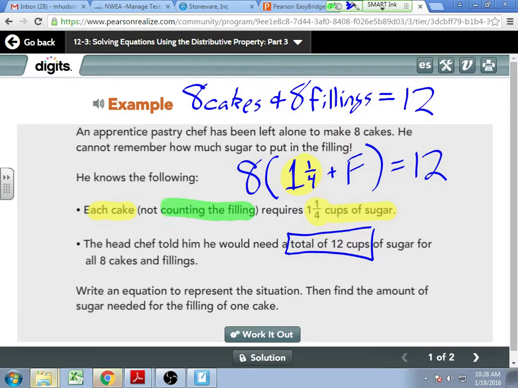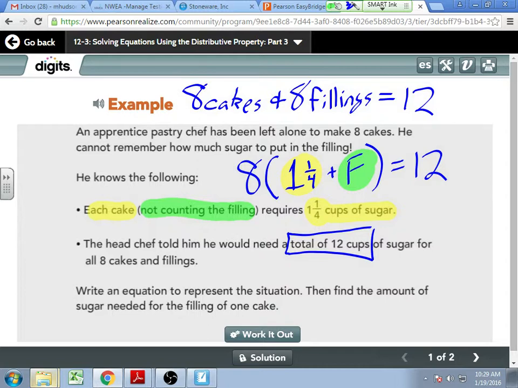Since we don't know the filling amount of sugar, but we know we're making 8 cakes and 8 fillings, I could have done 8 times 1 1/4 and then 8 times F, or I can just write it out as 8 times (1 1/4 plus F) equals 12. To say this properly without saying parentheses, anyone know what little phrase we use? We'd say 8 times the quantity 1 1/4 plus F equals 12. The quantity is like saying parentheses, and you take a pause in your breath.